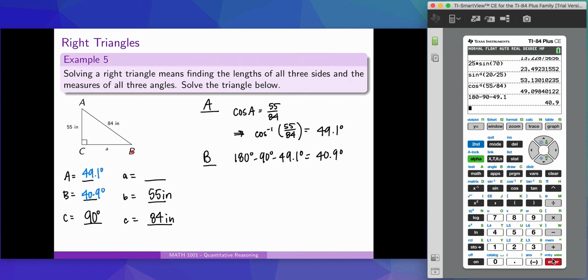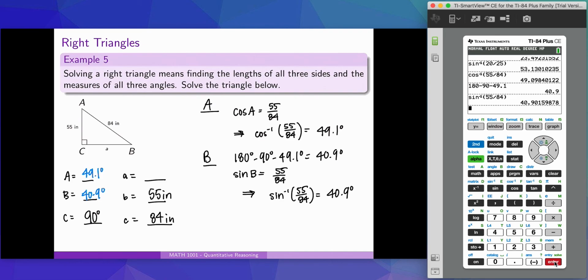But I could have also set up a trig ratio here. From the point of angle B, I have an opposite and a hypotenuse. Opposite hypotenuse, that's a sine situation. So the sine of angle B is 55 over 84, which means I can say the inverse sine of 55 over 84 to find the measure of the angle. So I'll do second sine to get inverse sine, 55 divided by 84. The other way I got 40.9 degrees, so I should get the same thing here. Yes, 40.9. Now I rounded before, but I am getting that same answer. So I can feel pretty confident about it. I got it the same way both ways. So 40.9 degrees.